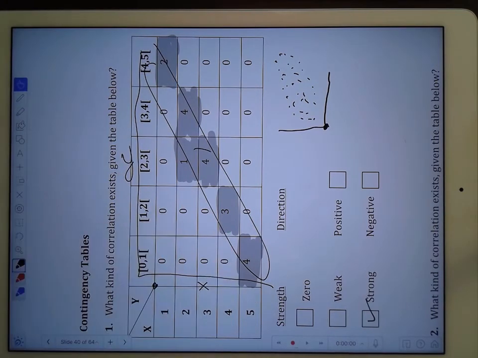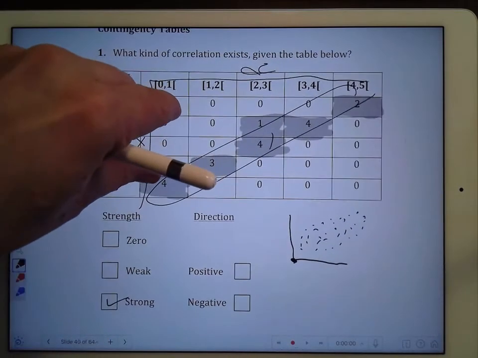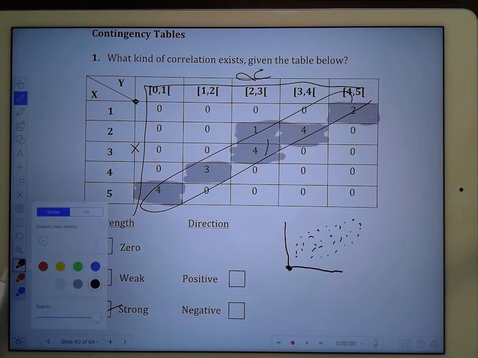So hopefully, back down here, we can grab the pen and indicate that that is a negative correlation on a contingency table.